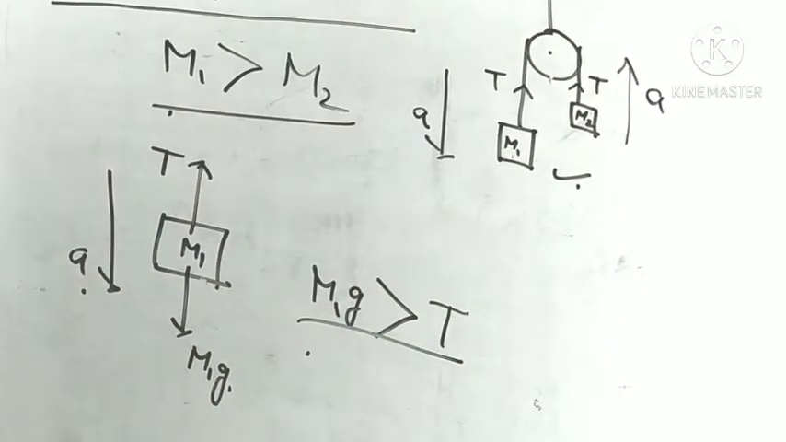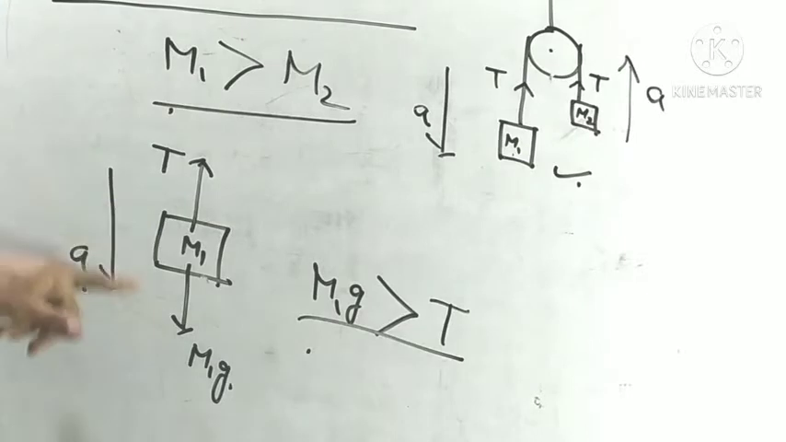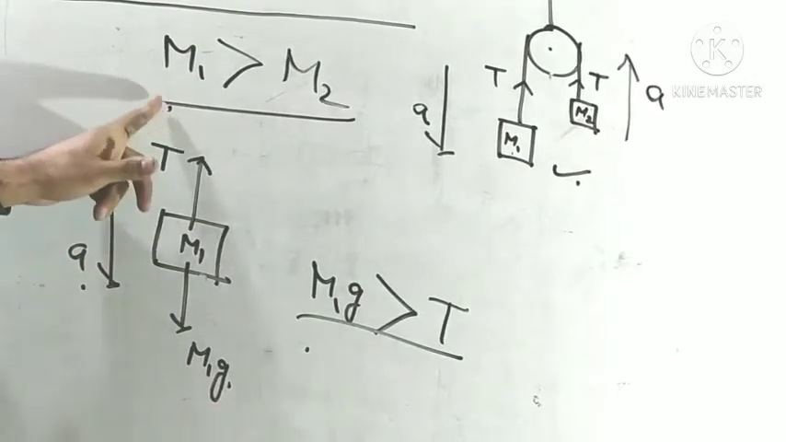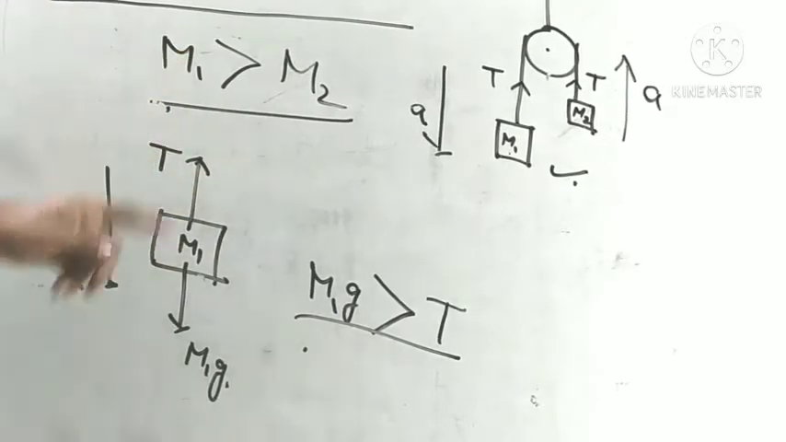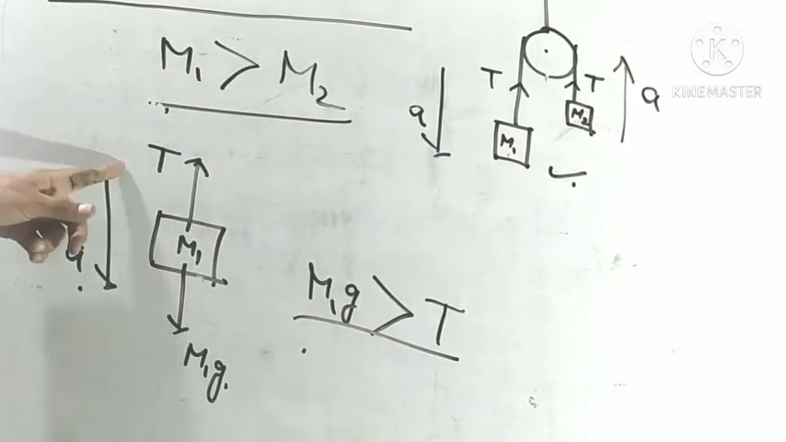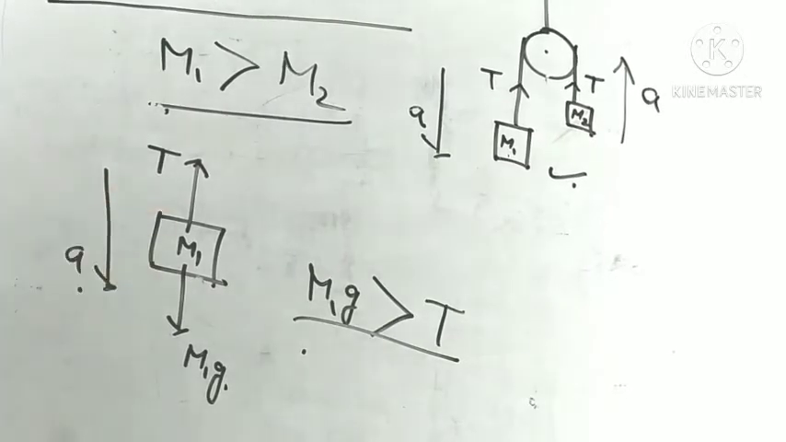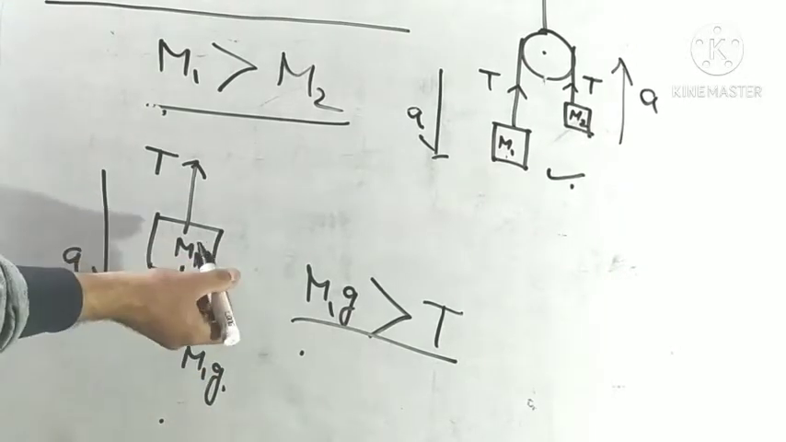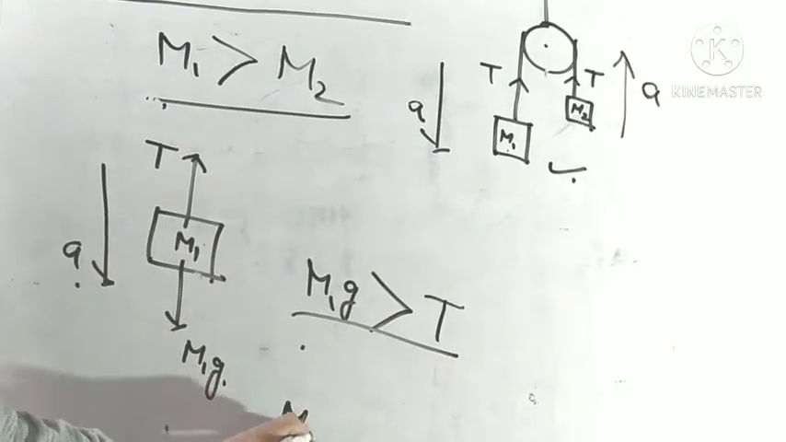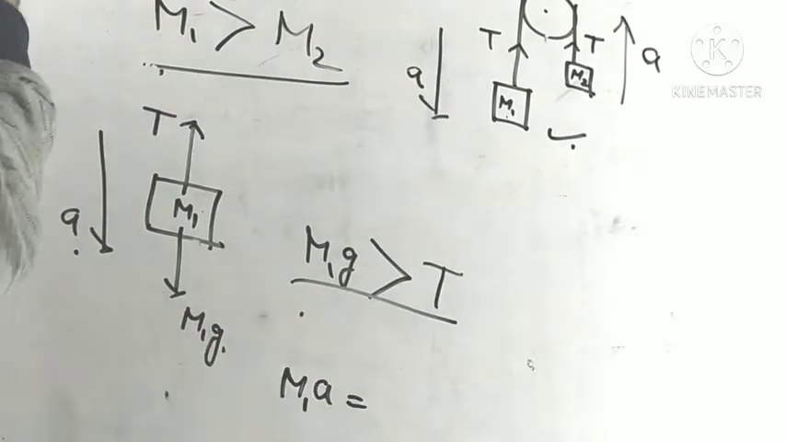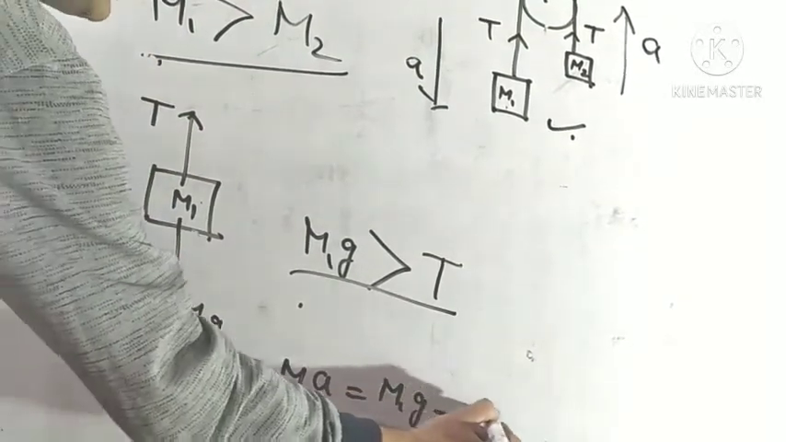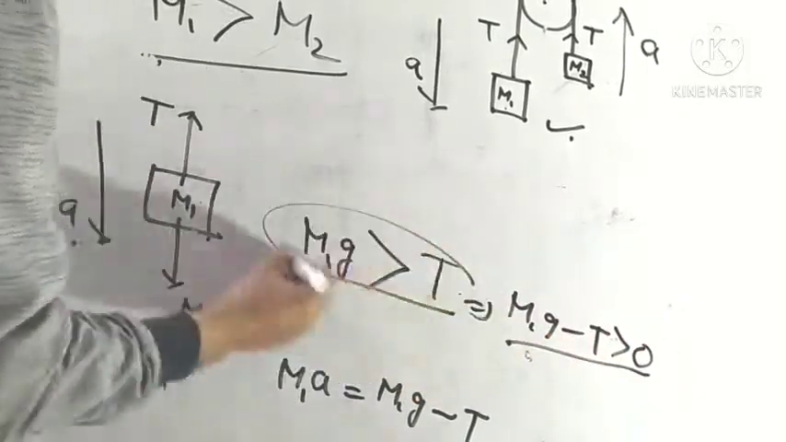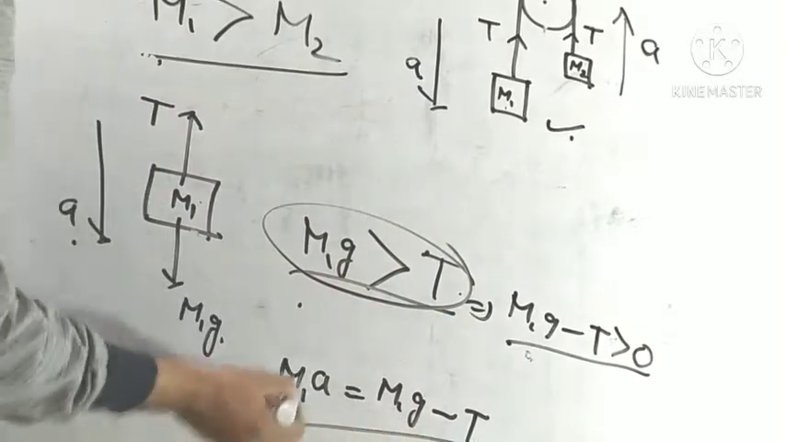I repeat again what we do here. These both are forces, but m1g, the weight of this body, is greater than the tension T in the string. The directions of both forces are opposite to each other, and this body moves downward. So there will be a resultant force or net force on this body, and that will be m1a, which equals m1g minus T, because m1g minus T is greater than 0.